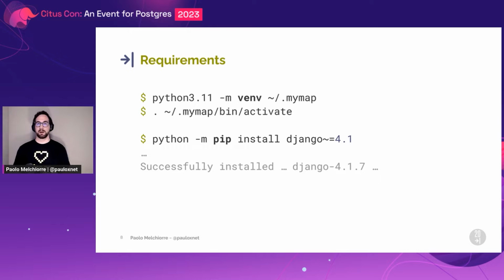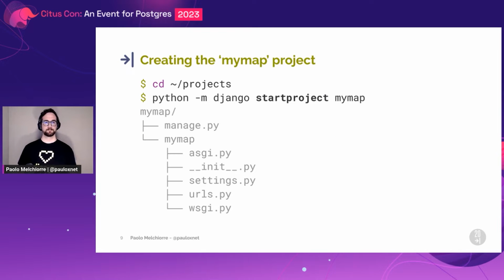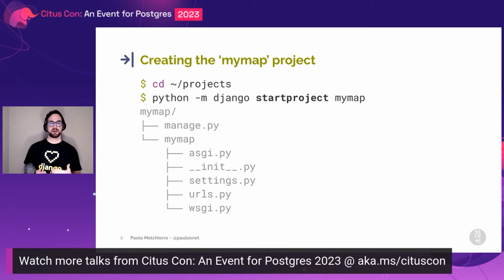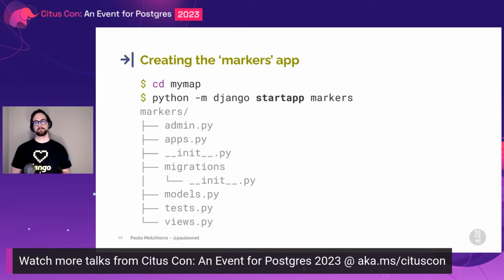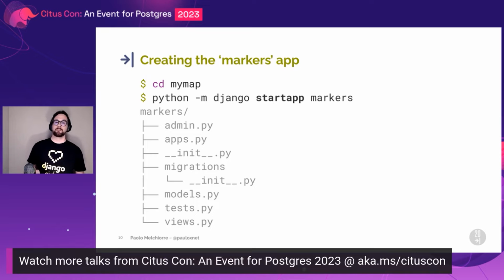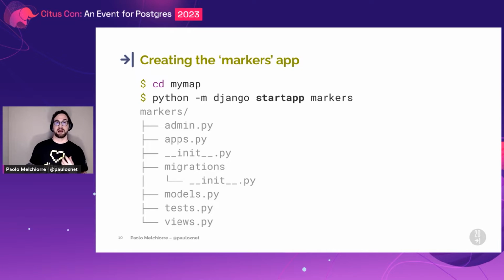The requirements to create our map with Django are a stable and supported version of Python and the latest stable version of Django itself. In my example, I've installed it in a virtual environment. To create the mymap project, I switch to my project directory and then use the startproject Django command. The basic files of our project will be created for us. After switching to the mymap directory, we create our markers app with the startapp Django command. Again, all the necessary files will be created for us.